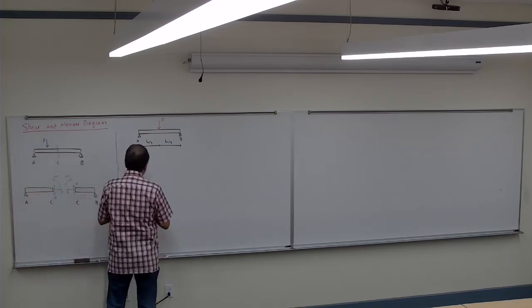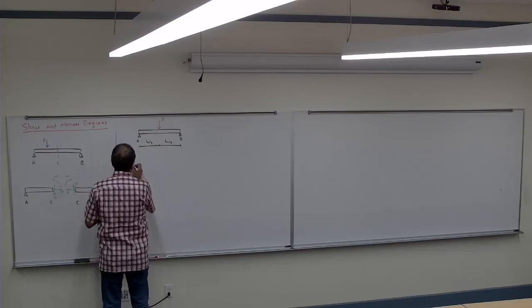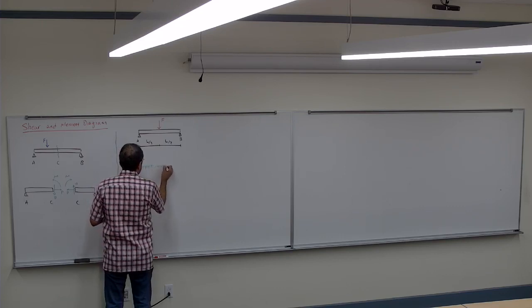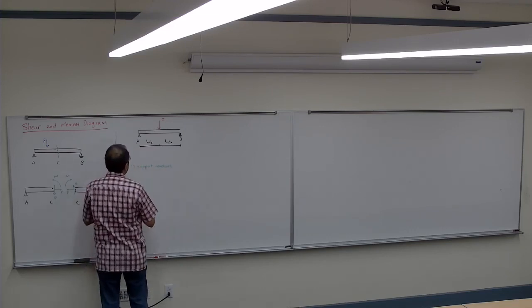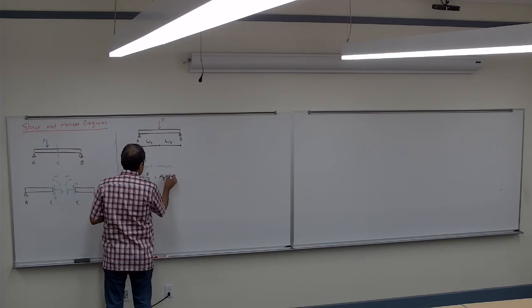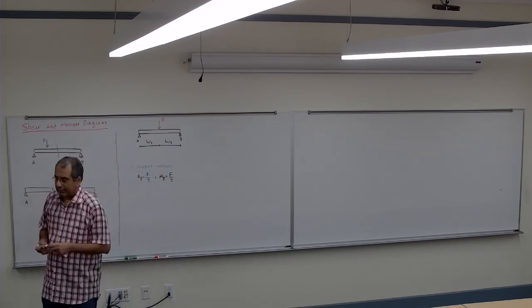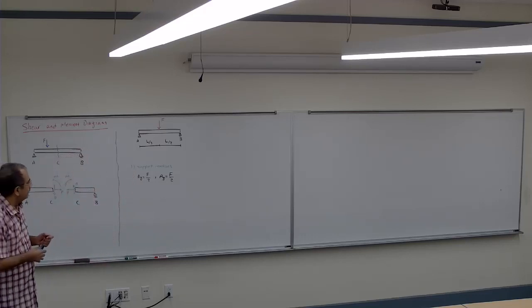So the first step: we want to find the support reactions. For this case, we know that A_y is half of F and B_y is half of F. If it was not like that, we would have to write the statics equilibrium equations and find them.